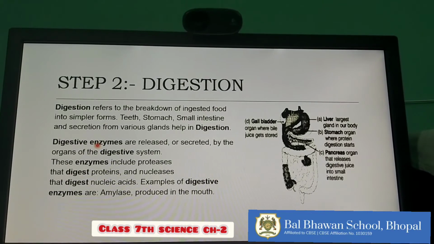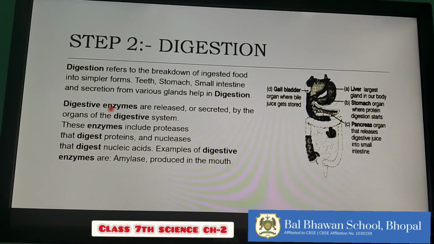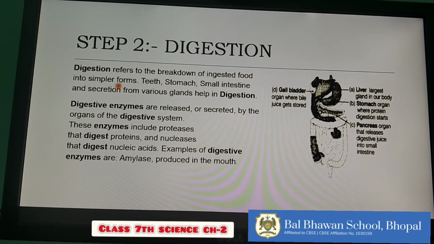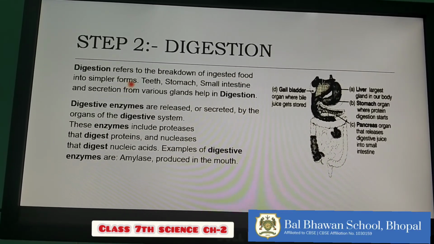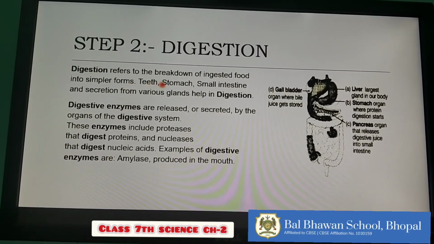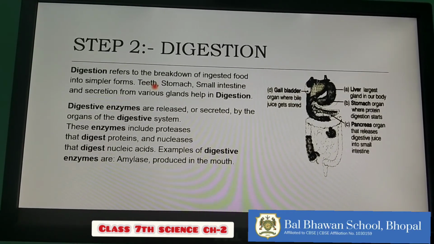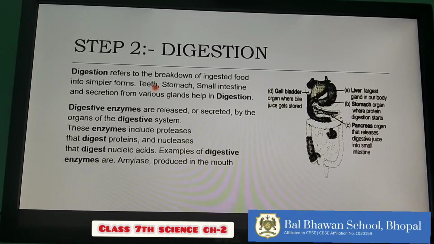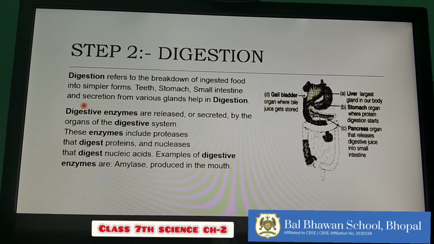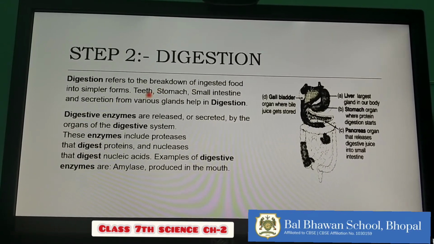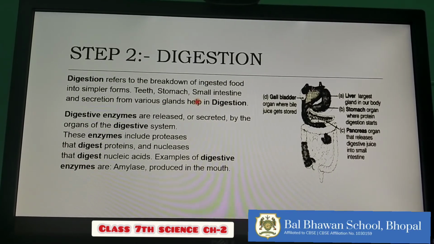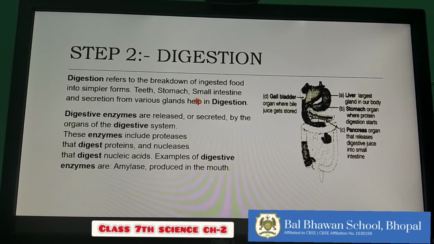Coming to the next step, digestion. Digestion refers to the breakdown of undigested food into simpler forms. In the case of higher organisms like human beings, there are special organs which perform the function of digestion. These include teeth, stomach, small intestine, and also secretions from various glands. All the organs like teeth, stomach, small intestine together constitute the organs of the digestive system.